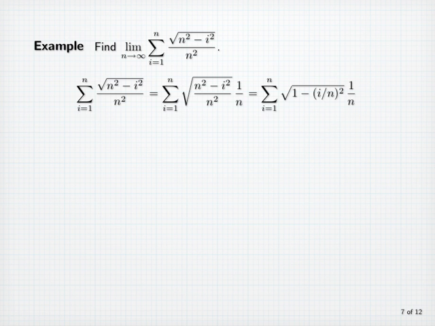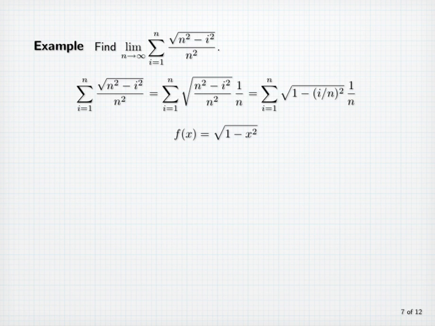Now the numbers i divided by n, as i goes from 1 to n, are simply the right-hand endpoints of subintervals of width 1 over n between 0 and 1. So what we're actually looking at here can be thought of as a right endpoint approximation to an integral: the integral of the function f of x equal to the square root of 1 minus x squared.